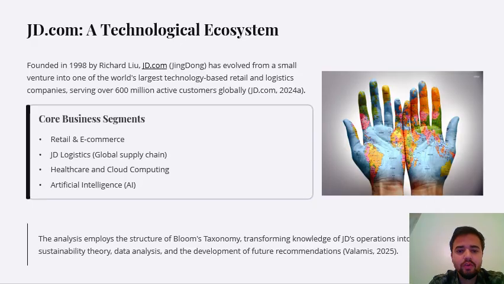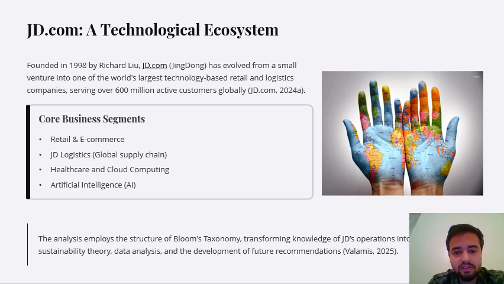Introduction to JD.com. The presentation focuses on JD.com, one of the biggest technology-based retail and logistics companies in China, currently serving over 600 million active customers across the globe. Established in 1998 by Richard Liu, the company has transformed into a multifaceted ecosystem which includes retail, logistics, healthcare, cloud computing, and artificial intelligence.